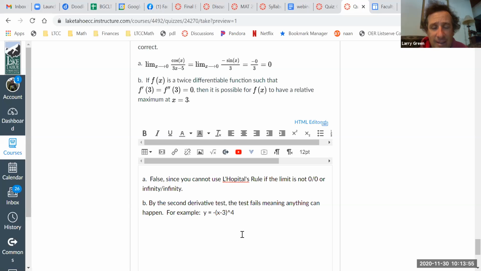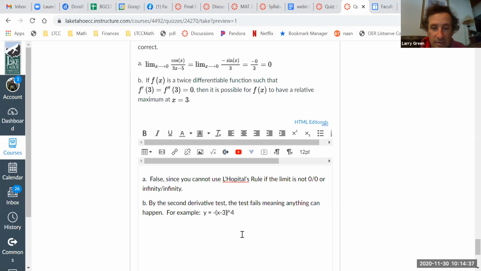So the second derivative test said anything can happen. It really does mean that. Okay, and that's an example of a maximum. If you want a minimum, just drop the negative sign. You could have an inflection point. If you want an inflection point, make it cubed instead of the fourth power, and you get an inflection point. So anything can happen. For an inflection point, the second derivative is 0, but you have to have more than that. The second derivative has to change signs at that point. So it has to either go from negative to positive or positive to negative to be an inflection point.